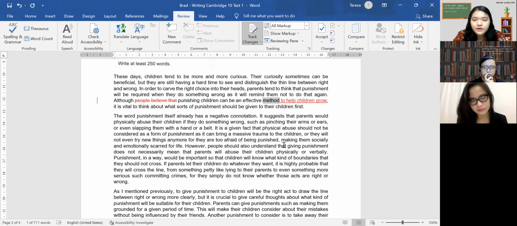Okay. There are some high-level words and collocations, for example, "carve the right choice." So it's not literal, and that's good. Given to their children first.